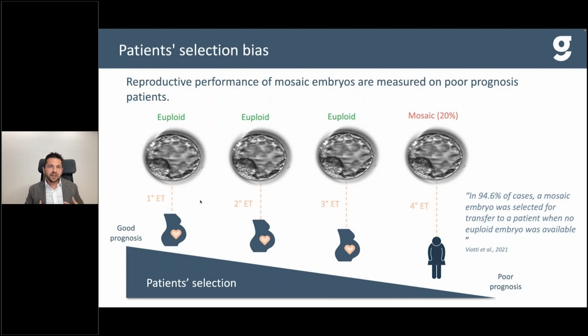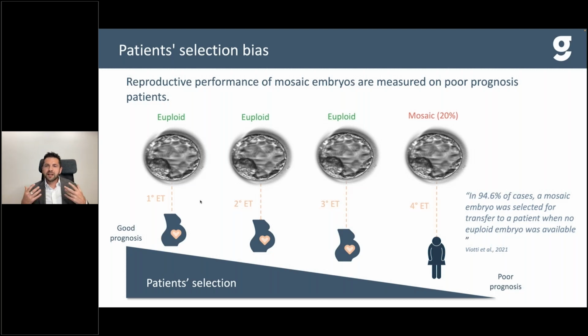So what happens in the typical workflow of a PGT-A cycle when mosaicism is reported is that euploid embryos are transferred as first option, while mosaic embryos are left behind. And as we all know well in IVF, good prognosis patients usually get pregnant with the first or second embryo transfer, while poor prognosis patients are the ones remaining at the end, and they are the ones where we are measuring the reproductive potential of mosaic embryos.